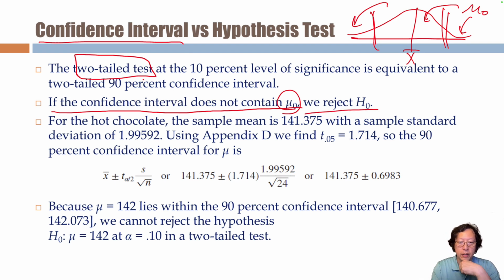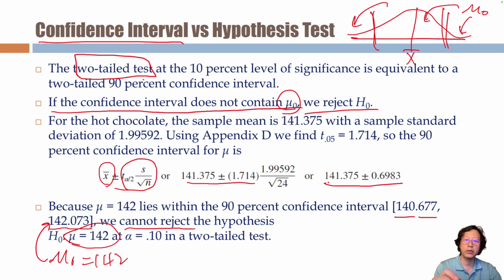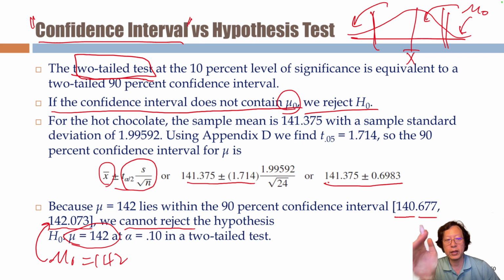So you can try using our confidence interval here, and as you can see, the range is 140.677 and 143.073. So our mu 0, which is 142, falls in between here. That's why we cannot reject. So you can use the confidence interval if this is a two-tailed test, but you cannot use it when this is a one-tailed test.